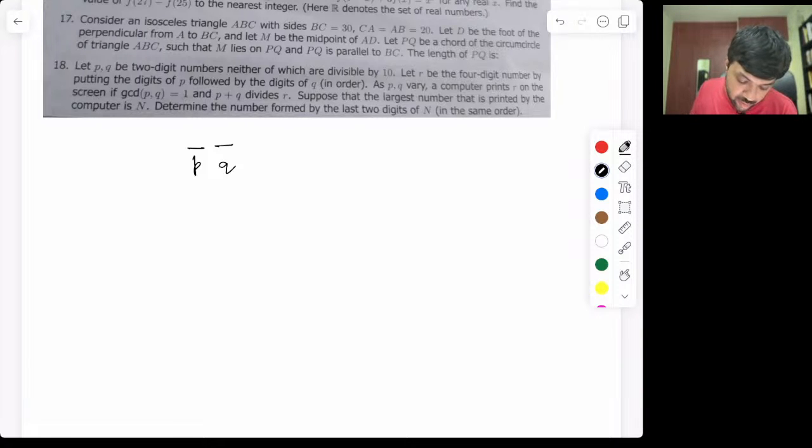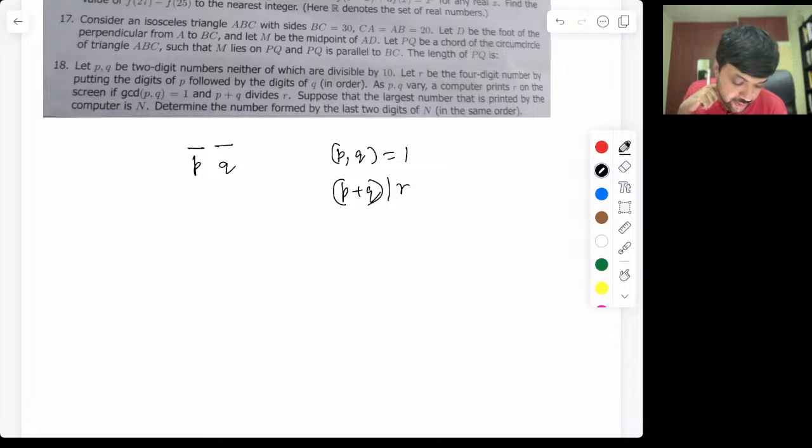If the GCD of P comma Q is 1, or it will print if the GCD of P comma Q is 1 and P plus Q divides R. Suppose the largest number that is printed by the computer is n. Determine the number formed by the last 2 digits of n. Largest, meaning the last 2 digits mean Q. I think they're asking what is Q, right?